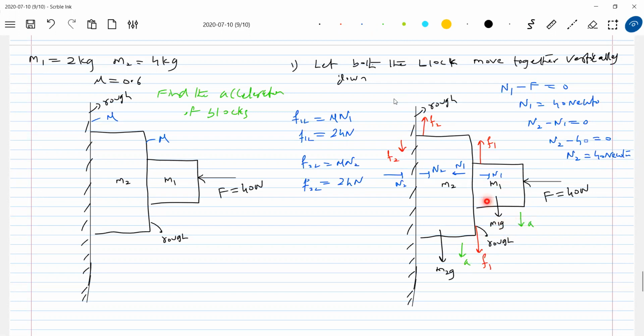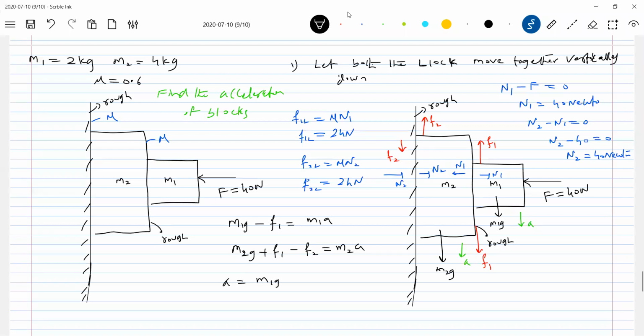M1g plus M2g minus F2 divided by M1 plus M2. Total acceleration of the system, I'll write it, or individually: M1g minus F1 equal to M1a. Then M2g plus F1 minus F2 equal to M2a. You add up these two. So the acceleration will be M1g plus M2g minus F2 divided by M1 plus M2. The third equation you could have written directly.